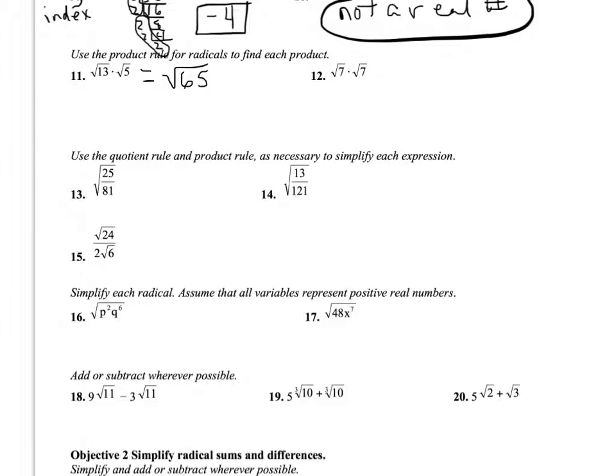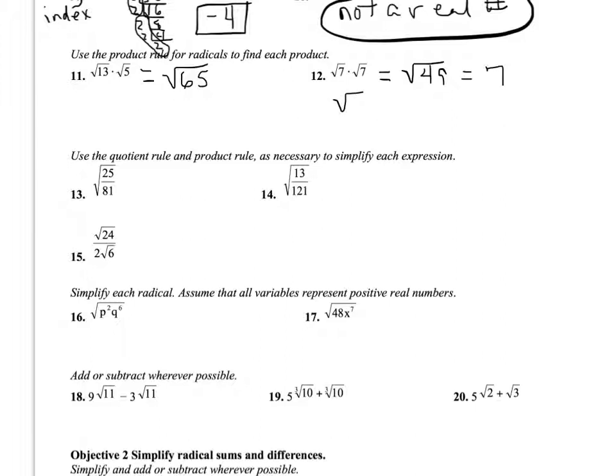If you look at number 12, the square root of 7 times the square root of 7 would equal the square root of 49. But I'm noticing something. 49 is a perfect square. If I take the square root of 49, I get 7. Now, that is a perfectly acceptable way to simplify, but there's another way to think of it.